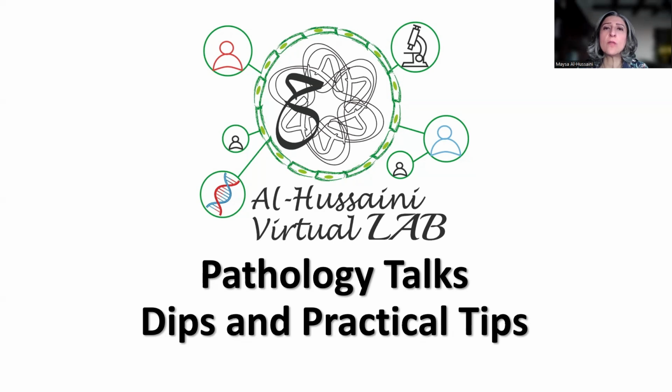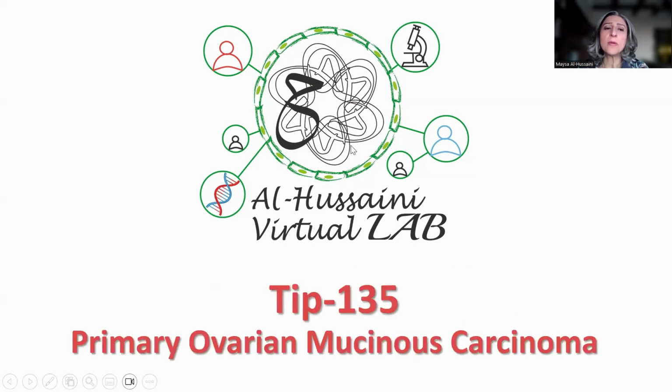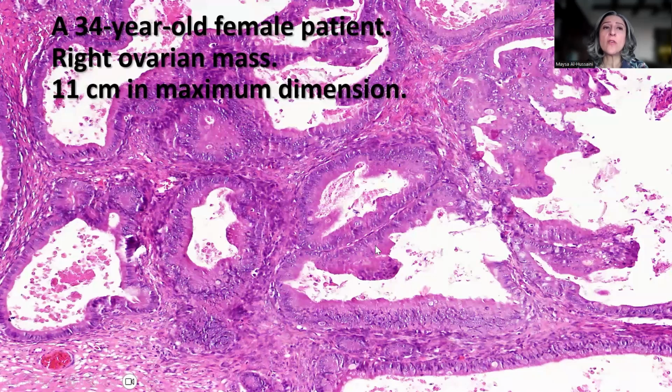What I'm going to be sharing with you today is a nice example of a primary ovarian mucinous carcinoma. This is a case of a 34-year-old female patient who presented with a right ovarian mass that was really large, 11 centimeters in maximum dimension, and unfortunately, it was removed in pieces.